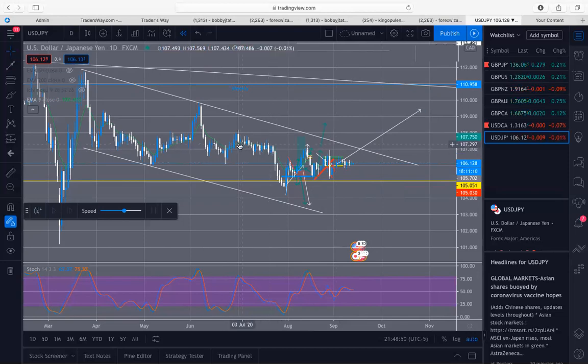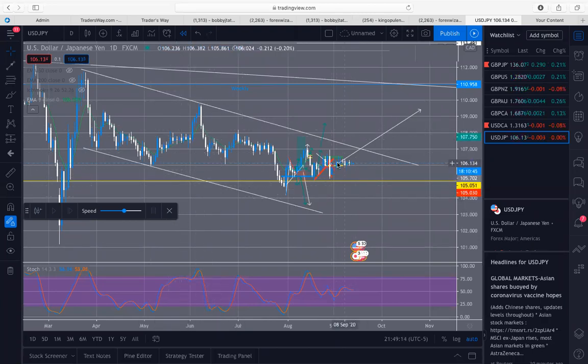Because look at the last time we saw consolidation for a couple weeks. We got a big move. It was a 200 pip move after it went sideways for a couple weeks. Same thing here. Look what happened. It went sideways for a couple weeks, and then boom, it shot up 200 pips. So that's what the market does.